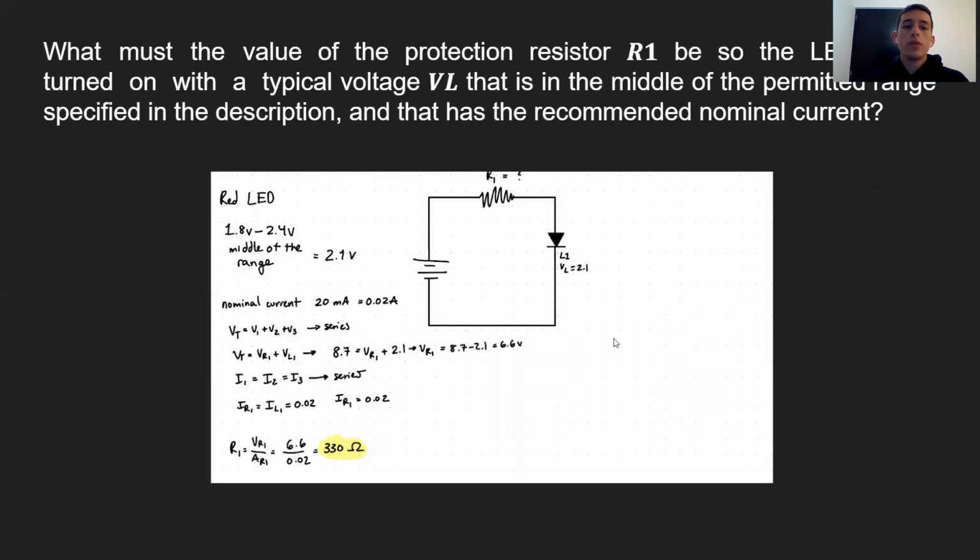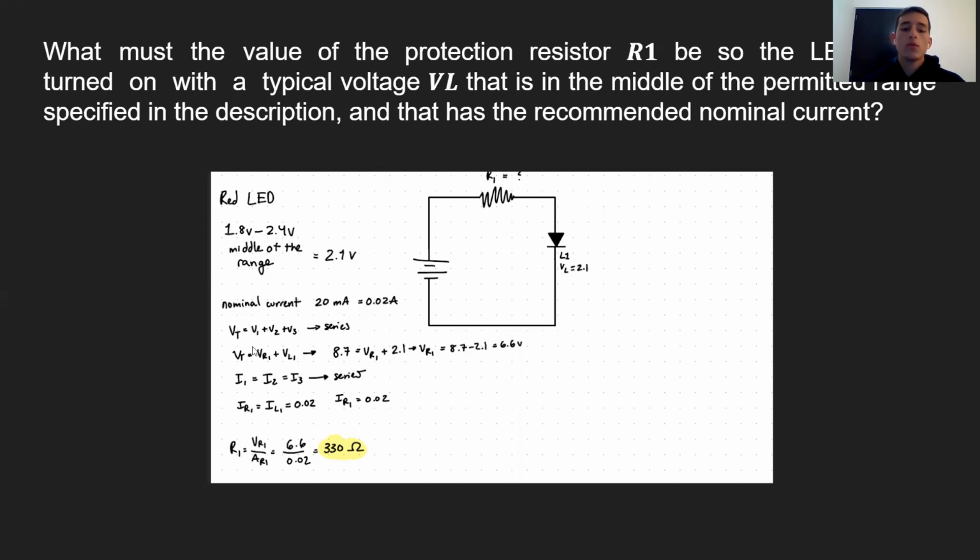And to start with the first question, it was the case of resistance with an LED, and we had to search for certain values. In this case, the protection resistor R1. They gave us the conditions for the red LED, which is in the middle of the voltage range of 1.8 volts to 2.4 volts. We needed the middle of the range, which is 2.1 volts for this exercise. As well, we had the nominal current of 20 milliamps, which is 0.02 amps.